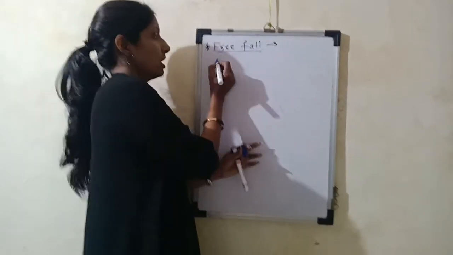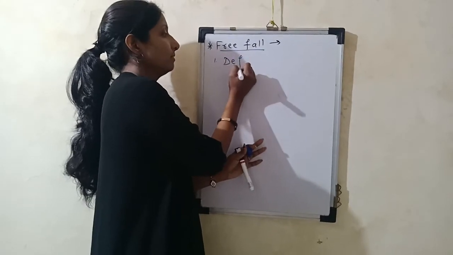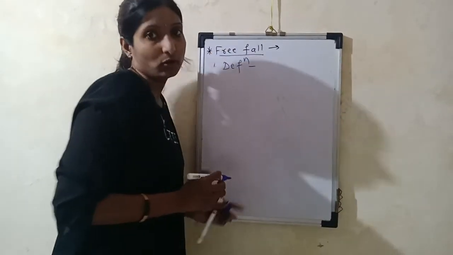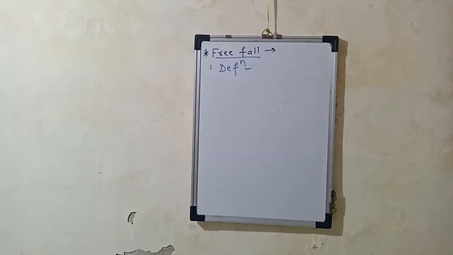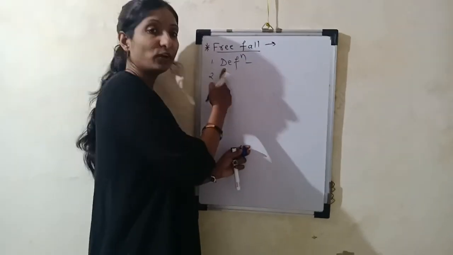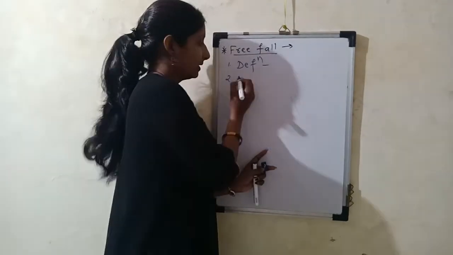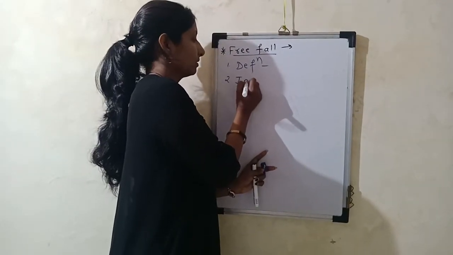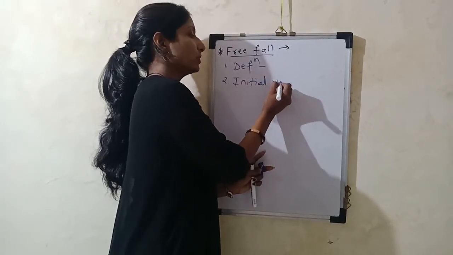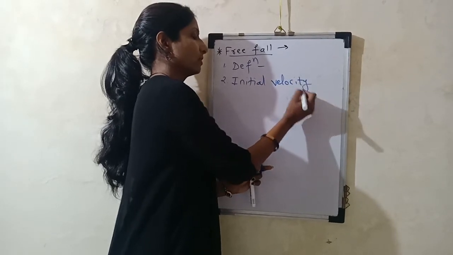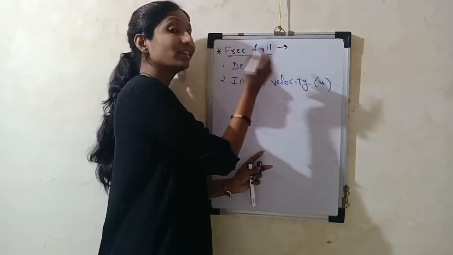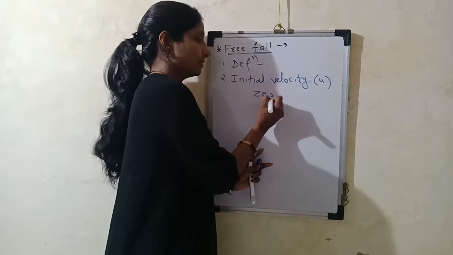Okay. So पहला point हमने पढ़ा, definition. Okay. So first point we studied definition, and the second point we will study, that will be initial velocity of an object which is under a free fall is always 0.